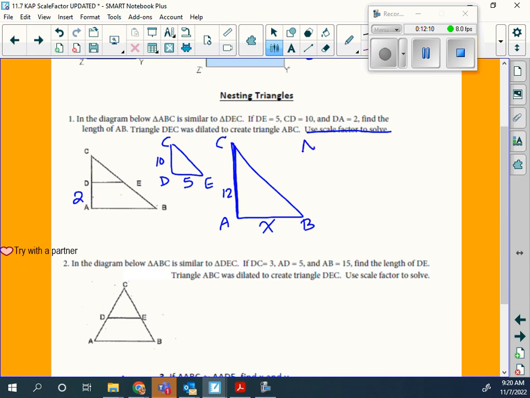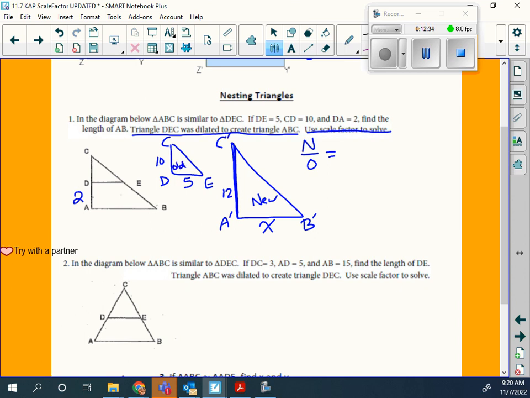So new over original. You have to go back to this statement right here. DEC was dilated to create ABC. What does that mean? ABC is DEC prime. Yes, these are the new ones. These really should be prime. And this is the old.